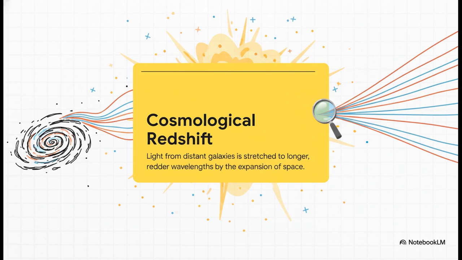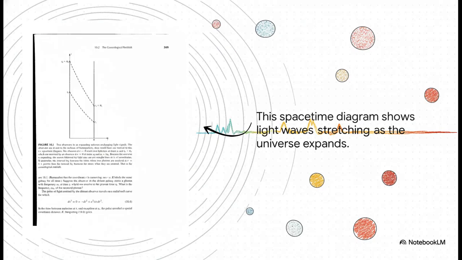Okay, so this is a great story, but how do we know any of this? How can we actually see the expansion happening? Well, one of the most powerful pieces of evidence is something called cosmological redshift. So how does this work? Imagine a distant galaxy sends out a light wave. While that light is traveling across billions of years to get to us, the space it's moving through is constantly expanding. This literally stretches the light wave, shifting it towards the red end of the spectrum. The farther away the galaxy is, the more its light gets stretched.